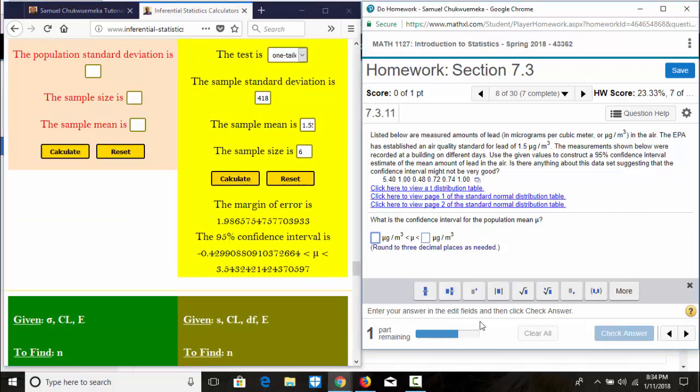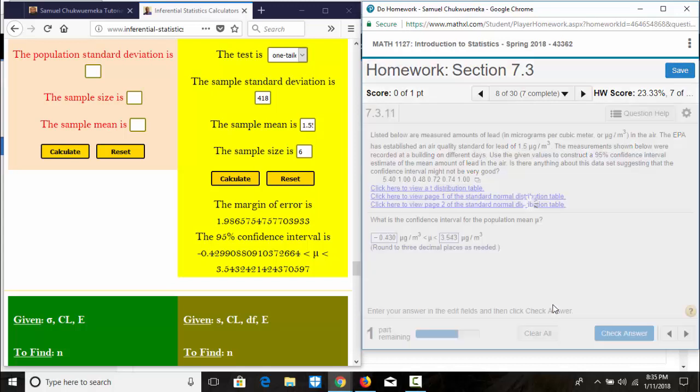The lower bound, or lower confidence limit, is negative 0.430 to 3 decimal places, and the upper bound is 3.543. Okay.